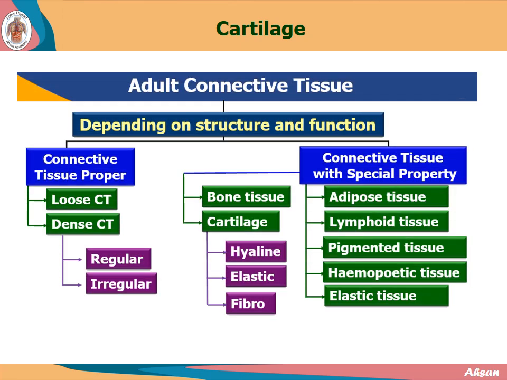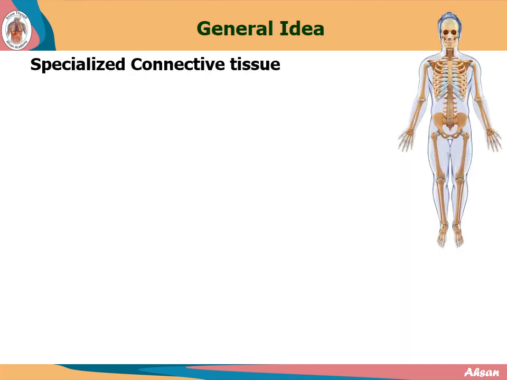We know the classification of the connective tissue. The adult form of connective tissue may be connective tissue proper and connective tissue of special type. Among the special type, one type of connective tissue is cartilage. So cartilage is a specialized type of connective tissue that is different from the connective tissue proper because of some special characteristics that we will see here.